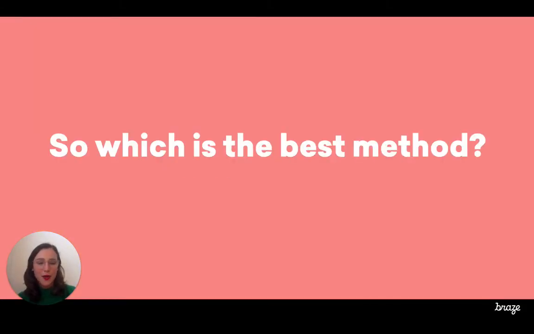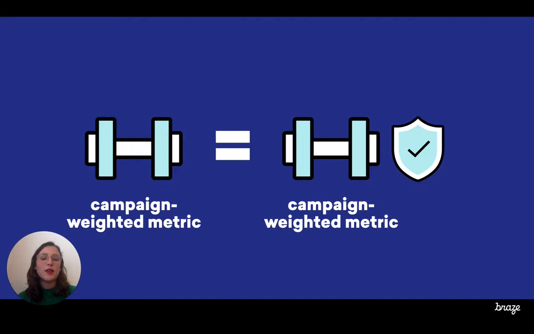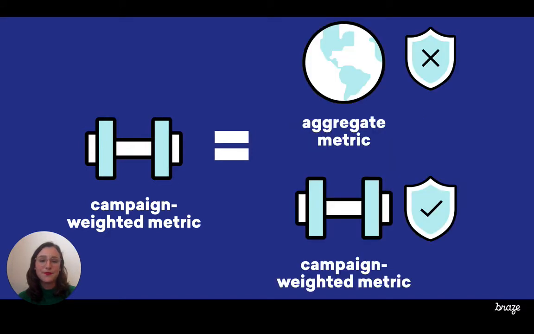So which is the best way? Well, none of these methods are really right or wrong, they're just different. Each approach comes with its own set of implications, so be sure you're utilizing the data correctly for the summary metric you're looking at. For example, if you're looking at a per campaign engagement rate, compare it to your own campaign weighted metric, not a simple aggregate rate.